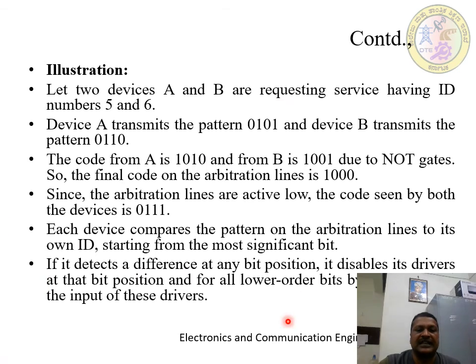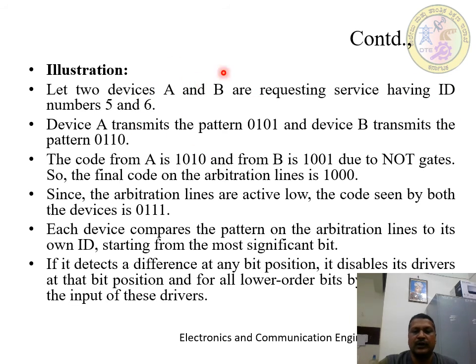Each device copies the pattern on the arbitration lines to its own ID, starting from the most significant bit. If it detects a difference at any bit position, it disables its drivers at that bit position. So this is the scheme for the devices having the numbers 5 and 6.